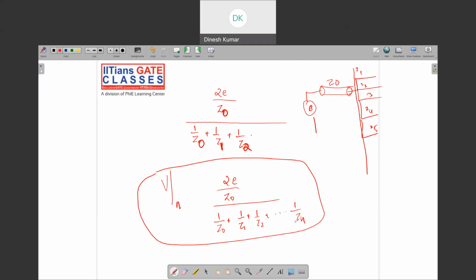We can also do the same thing like this. The total impedance will be the parallel combination of all the impedances. Then the voltage across it is 2E into that resistance divided by that resistance plus Z0. In the end, you will get this same value. I hope you understood this. Just write down this equation, then we can move to the next part.